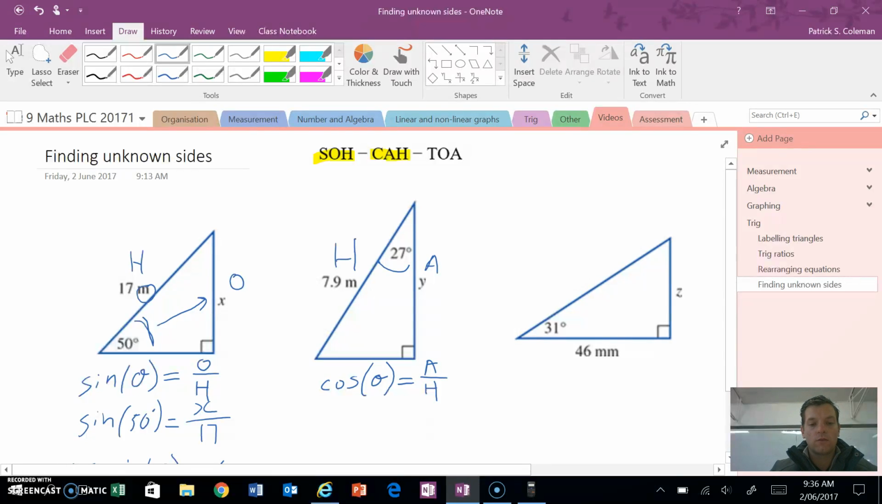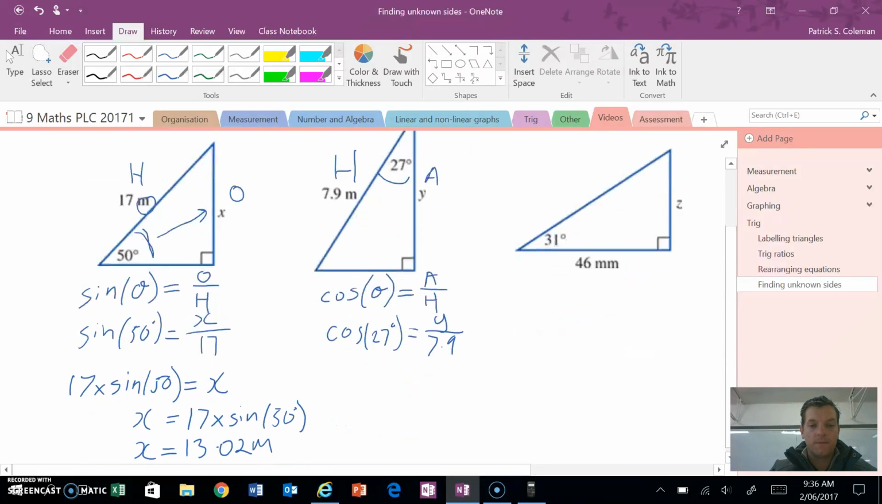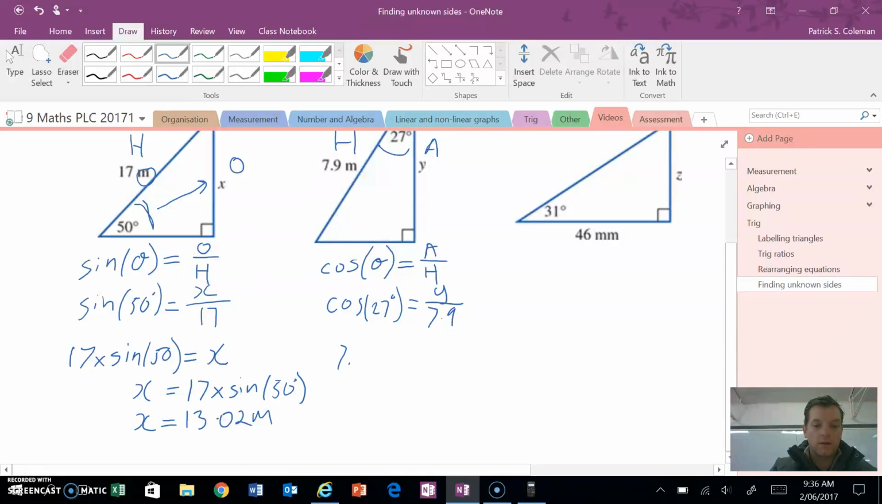And again, we can just go through and plug our values in. So cos 27 equals the adjacent, which is y over the hypotenuse, 7.9. Again, we should be familiar with doing this, so I'll just quickly jump ahead. Now, normally as well, one of our conventions is we would be trying to line up our equal signs underneath each other. So as you're going through this, just try and do that as you go.